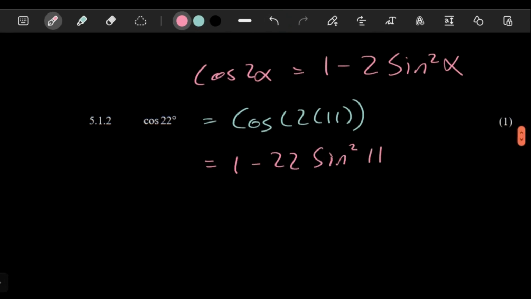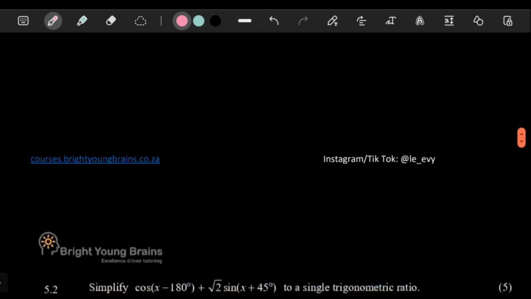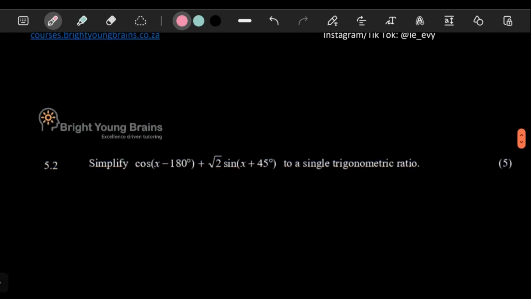And then the next one, 5.2, says simplify. Yeah, this just looks too familiar, but anyways, let's see. Let me actually finesse this question. So you see, remember, cos theta is the same as cos negative theta.